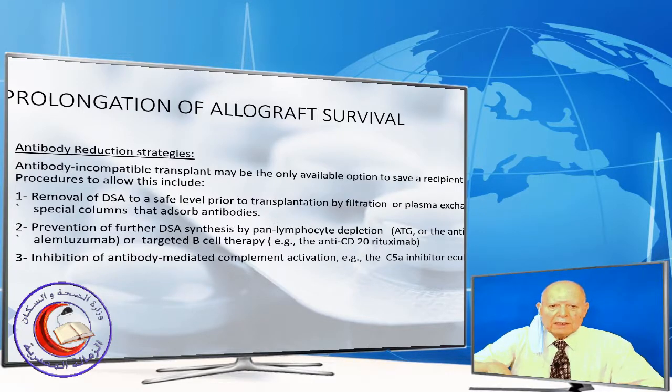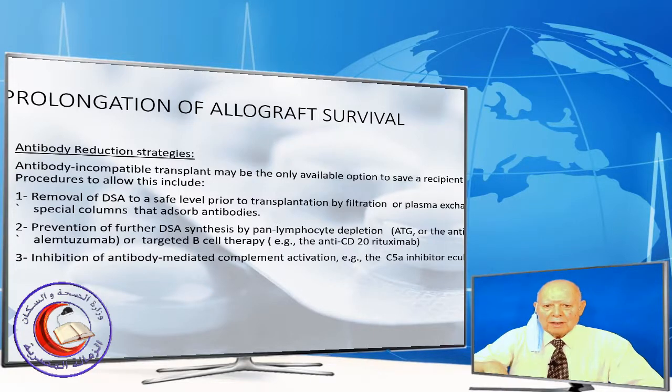donor-specific antibodies in the recipient to a safe level prior to transplantation. This can be done by filtration or plasma exchange through special columns that absorb antibodies. It can also be done by preventing further donor-specific antibody synthesis in the recipient by pan-lymphocyte depletion. Actually, we need to deplete the B cells, which are the antibody-producing cells.